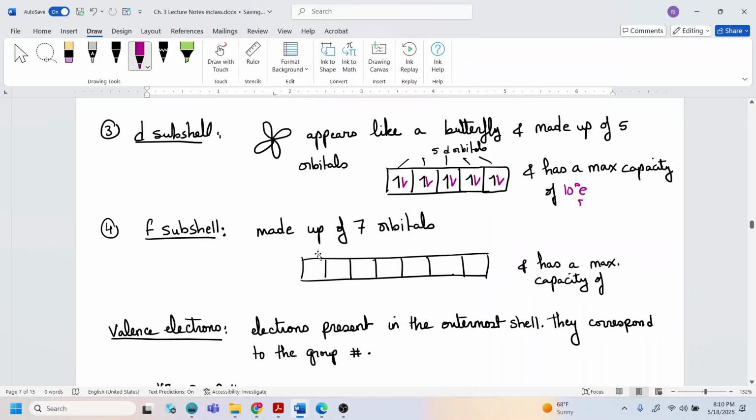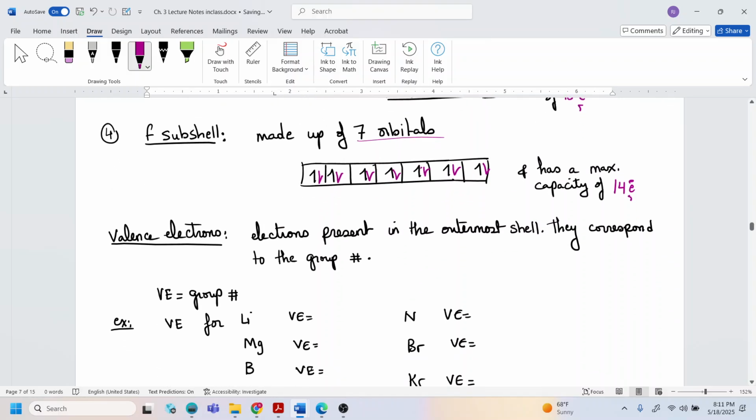And then the f subshell. These are made up of 7 orbitals, meaning 7 boxes in there. Each box, or each orbital, has a capacity of 2 electrons. So you're going to end up having a maximum capacity for all the 7 orbitals to be 14 electrons there. So we're going to start filling them. This is 1, 2, 3, 4, 5, 6, 7. And then this is 1, 2, 3, 4, 5, 6, and 7. This is a total of 14.